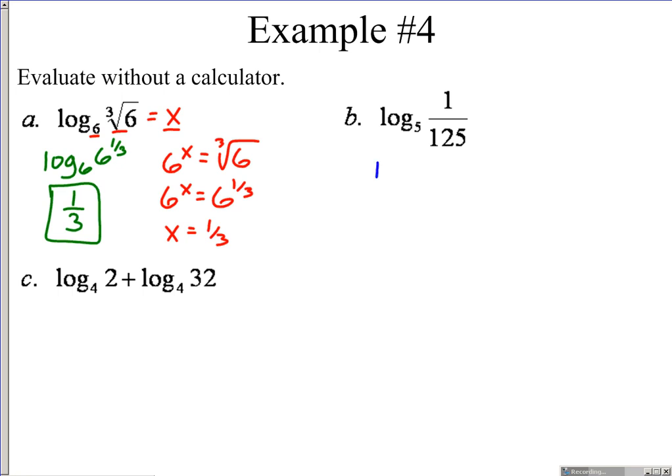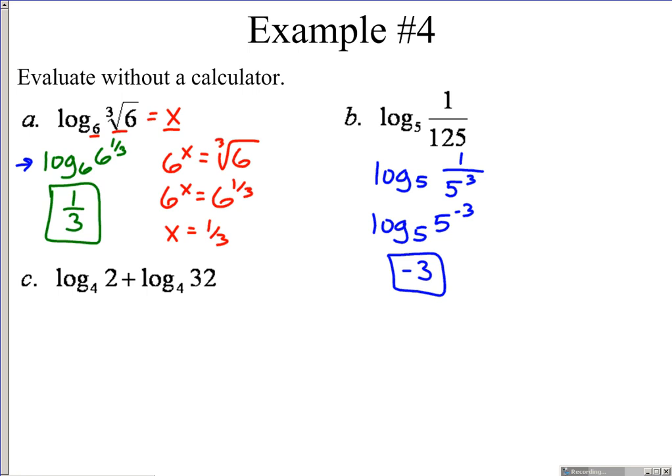Letter B, log base 5 of 1 over 125. Well, if I'm going to simplify this, I need to write it in base 5. 125 is 5 cubed. If I take that 5 cubed now and I move it up to the numerator, remember that just changes the sign on the exponent. Let me write this correctly. And now we have the same property we just had over here. Base on our logarithm is the same as in the argument, and we're left with whatever the exponent is on that argument.